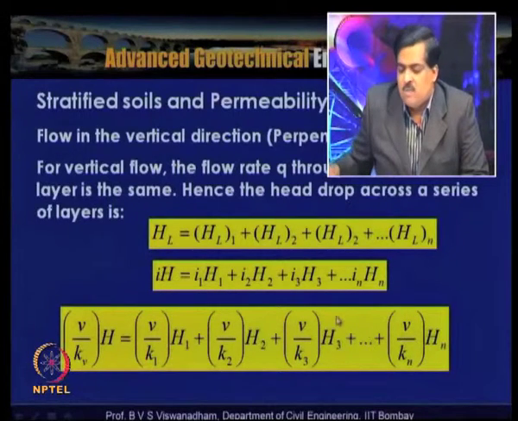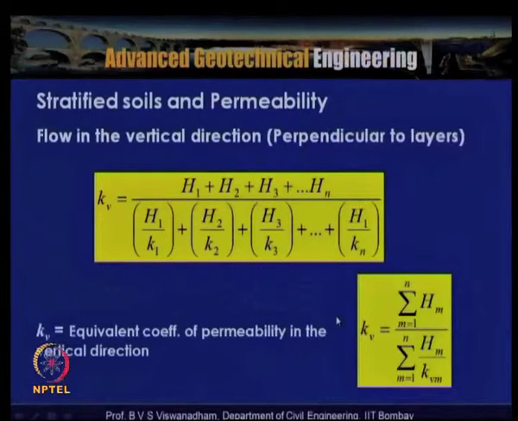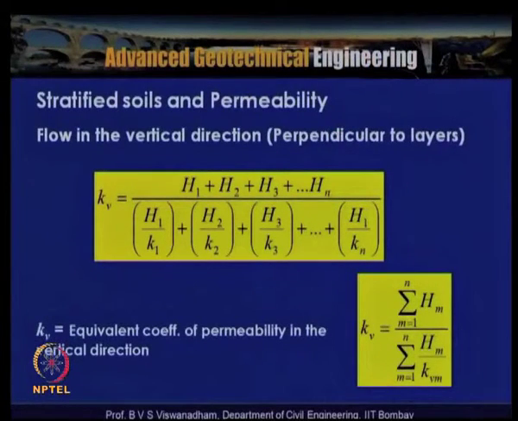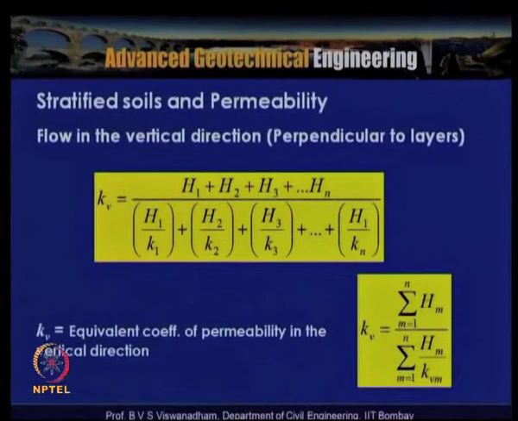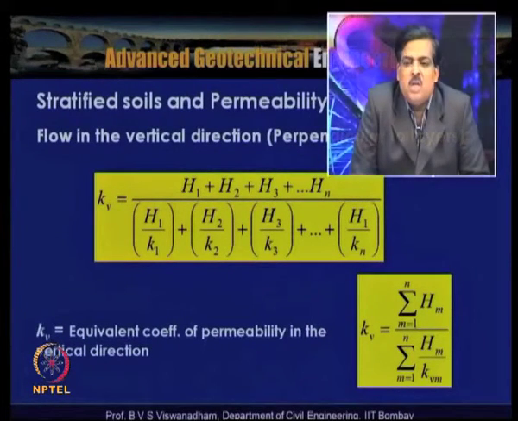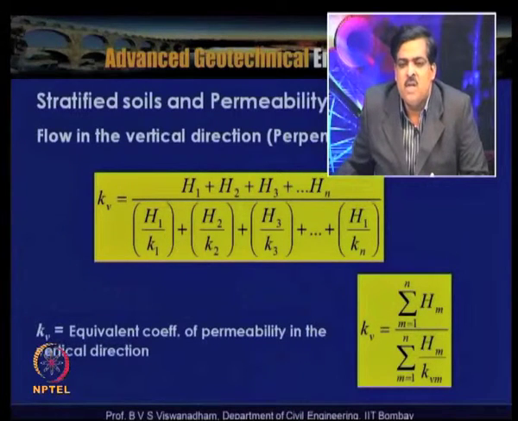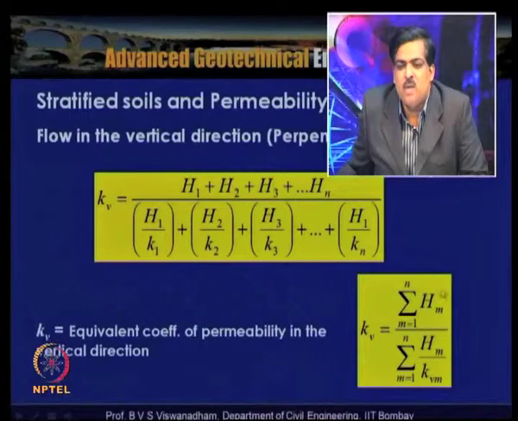When you further simplify this expression for the flow in the vertical direction, that is perpendicular to the layers, we can write Kv = (H1 + H2 + H3 and so on to Hn) divided by (H1/K1 + H2/K2 + H3/K3 and so on to Hn/Kn). So the vertical permeability is nothing but the summation from m = 1 to n of Hm, divided by the summation from m = 1 to n of Hm/Km, where Km is the vertical permeability of the particular layers.